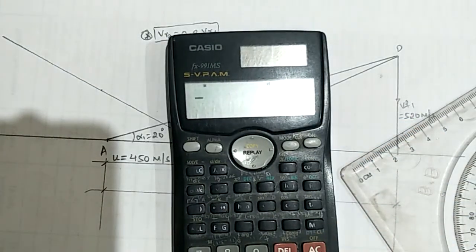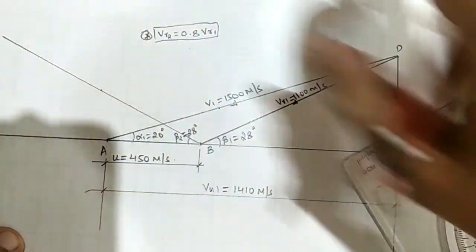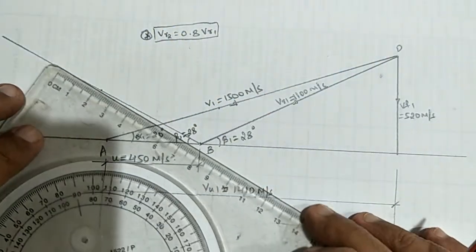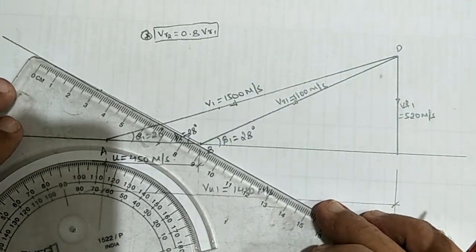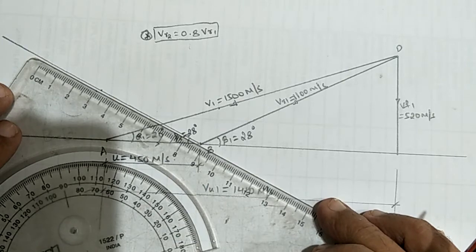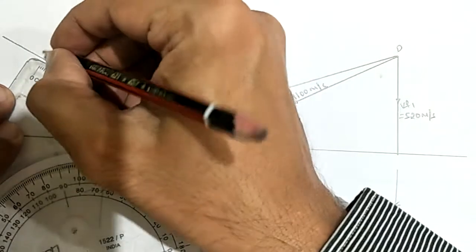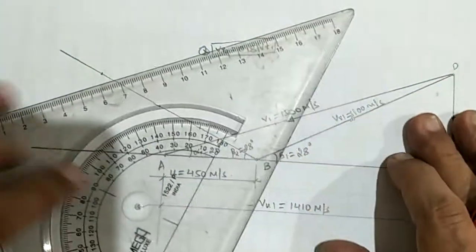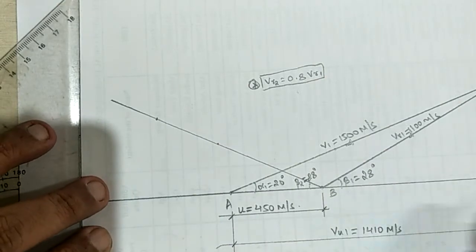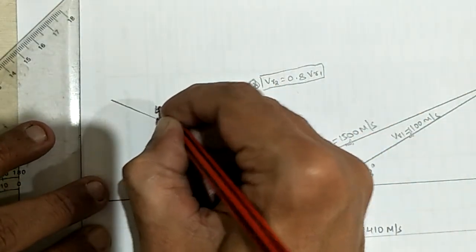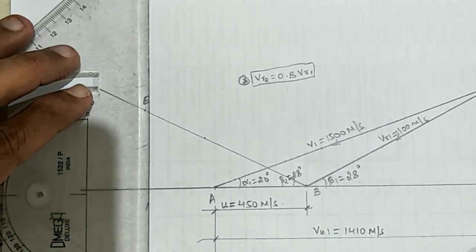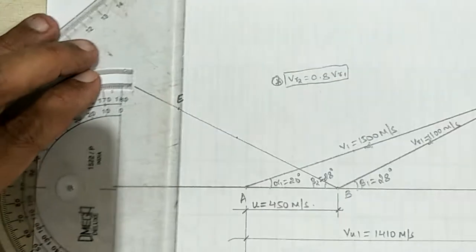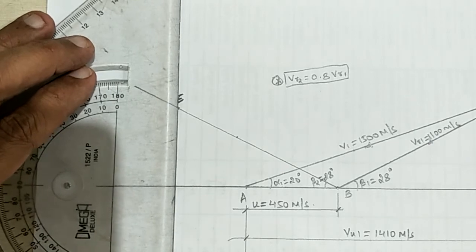So 11 centimeters into 0.8, how many centimeters? It is 8.8 centimeters, somewhere around, right? So 8.8 centimeters is the length of VR2. Okay, so we obtained the points A, B, C, D, and this is point E, right? From point E again draw a line vertically downward.